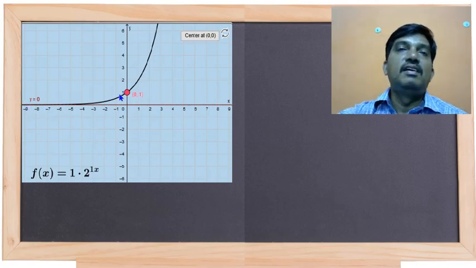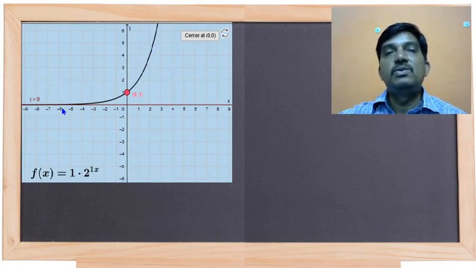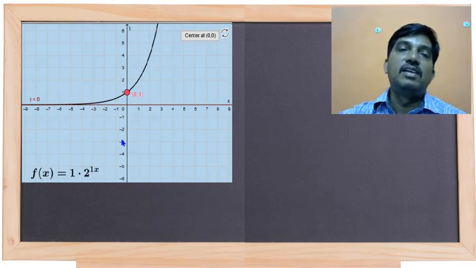And on the right side of the y-axis, it goes on increasing, and this is the graph of the function y is equal to 2 to the power x. Similarly, you can take 3 power x, 4 power x, or even root 2 to the power x, it is defined.